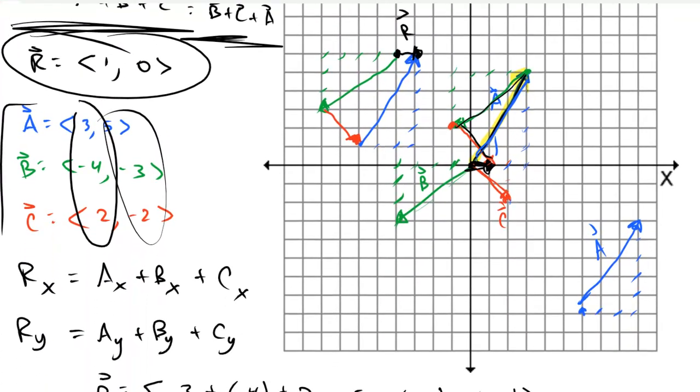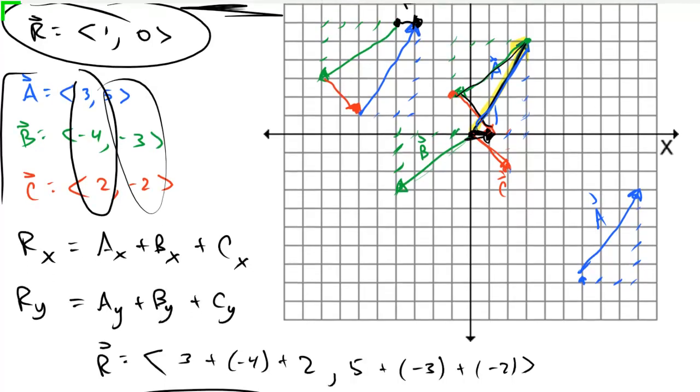It's a little more straightforward, and it's definitely cleaner, especially if we don't have our vectors defined nicely to grid points, to add them algebraically.